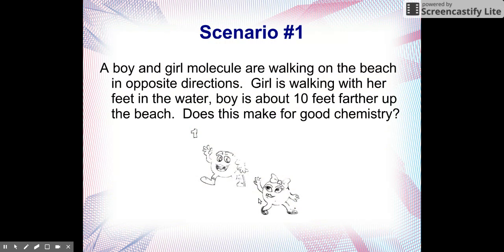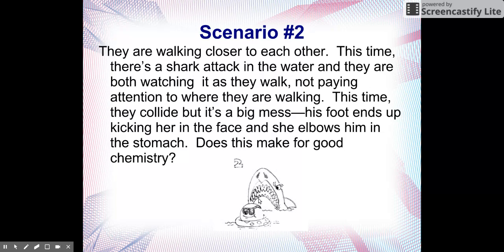All right, what I want you to do is think about what all the different things that we talked about would be ways to speed up a reaction, and think about effective collision. So let's talk about some scenarios. A boy and a girl molecule are walking on the beach in opposite directions. The girl is walking with her feet in the water. The boy is about 10 feet farther up the beach. Does this make for good chemistry? And again, you're thinking about effective collisions. Well, hopefully you recognize that they're too far apart to really have a good effective collision.